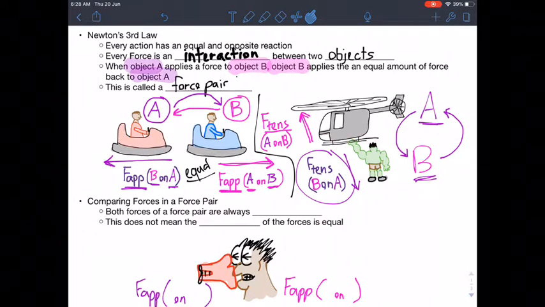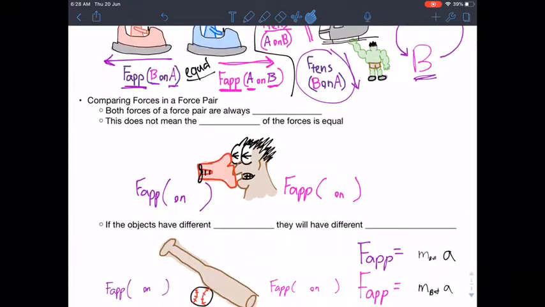Because it's not just the Hulk pulling that matters, the helicopter is also pulling back. Okay, and that's what we mean when we talk about a force as an interaction. The two objects are pulling on each other. Okay?